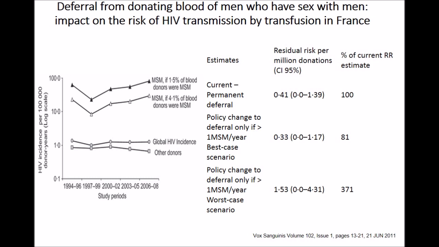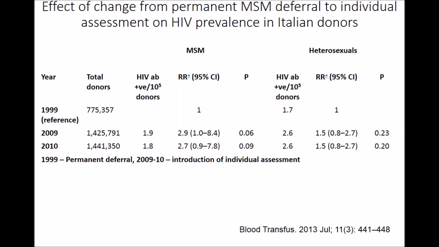And if the situation mirrors more closely what they call the worst case scenario, which I remind you is an actual survey of the French population, i.e. 4.1% have had MSM sex over the course of their lives, then the risk zooms up. Simple as that. To the best of my knowledge, and Dr. Rossi can correct me, I don't believe that the French have changed their policy.